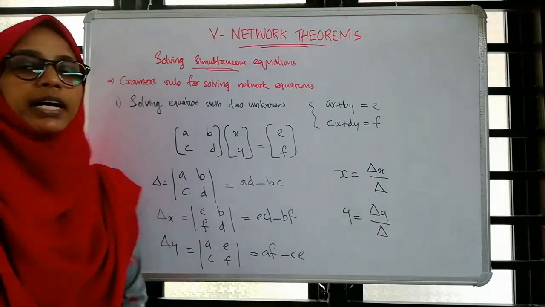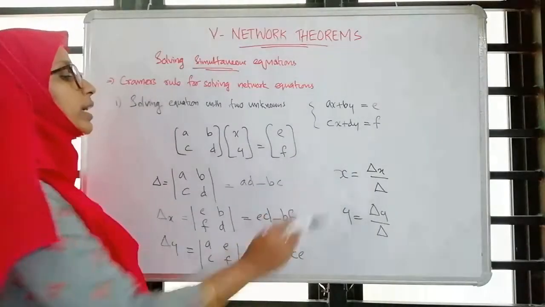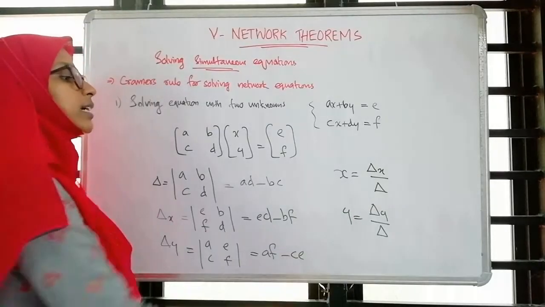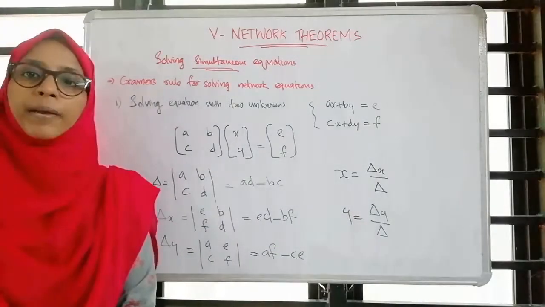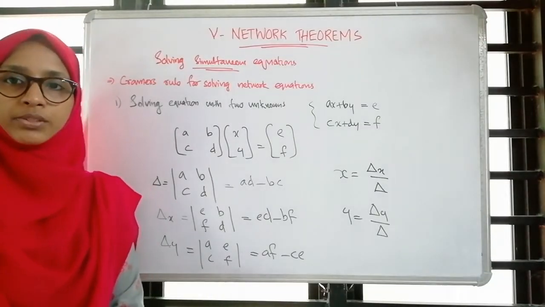X and Y are the unknowns here, and we can simply find X is equal to delta X by delta and Y is equal to delta Y by delta. A, B, C, D, E, F will be some numerical values.